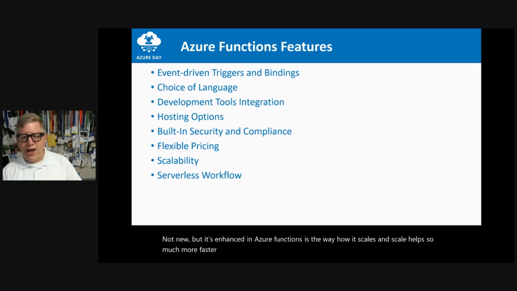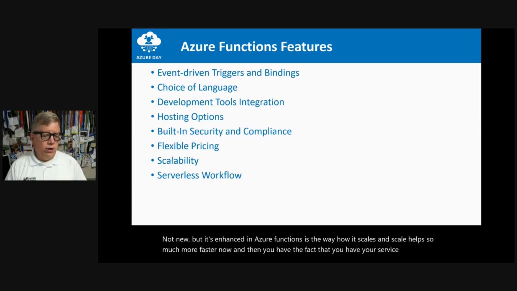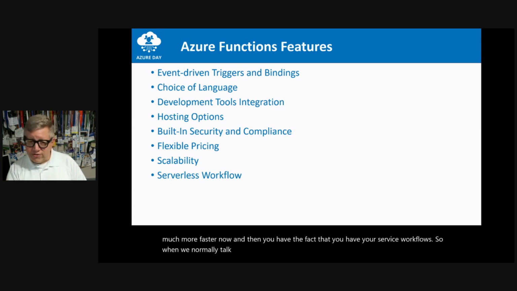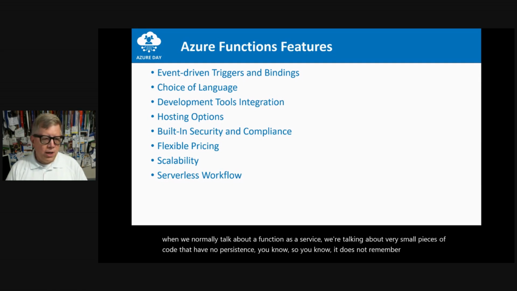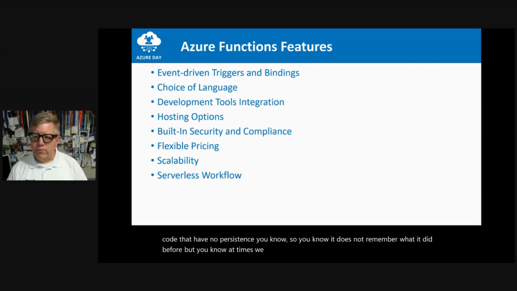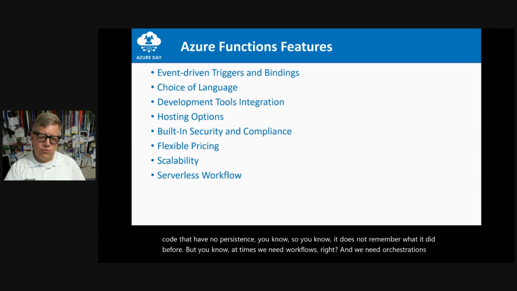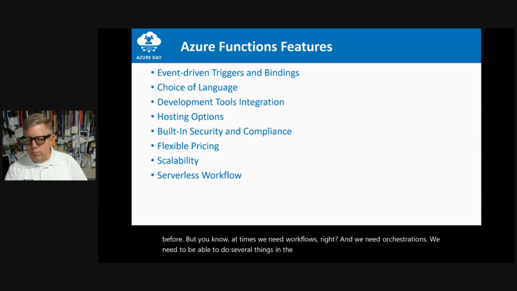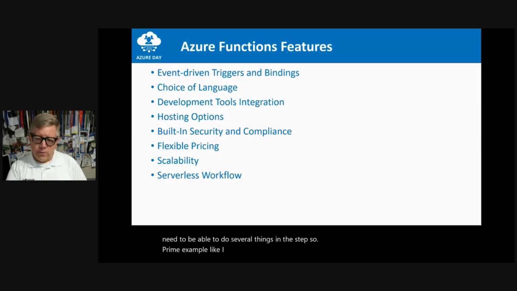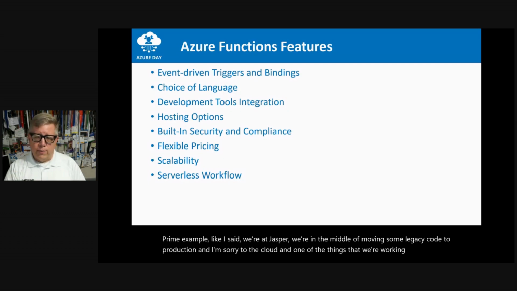And then you have serverless workflows. When we normally talk about a function as a service, we're talking about very small pieces of code that have no persistence, so it does not remember what it did before. But at times we need workflows, right? And we need orchestrations. We need to be able to do several things in a step. A prime example, like I said, we're at Jasper. We're in the middle of moving some legacy code to production, to the cloud. And one of the things we're working on is a process to do a monthly update.